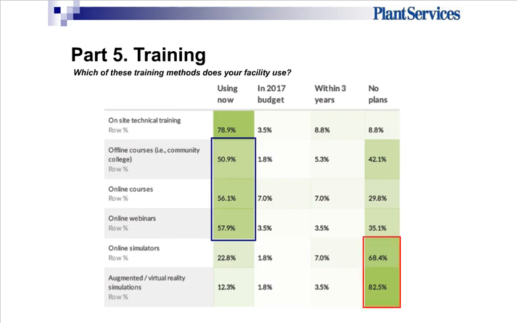And then finally, when it comes to advanced technologies, at this point, people are telling us in the survey that they don't see any plans in the future. I personally believe it's going to change over the course of several years as it gets more cost-effective to create simulators and augmented reality, but we'll see how that goes.